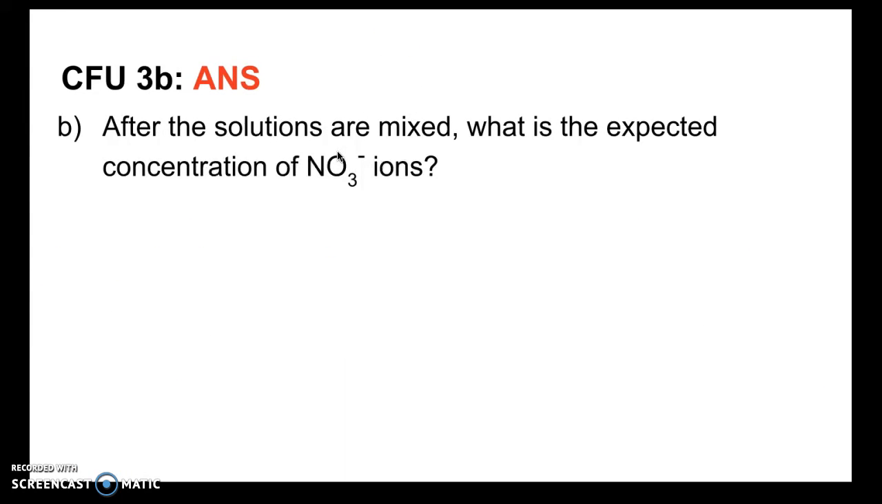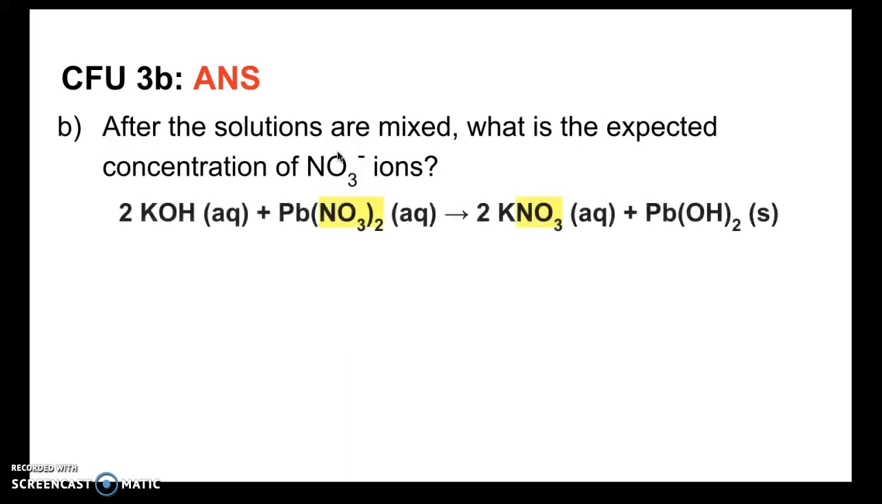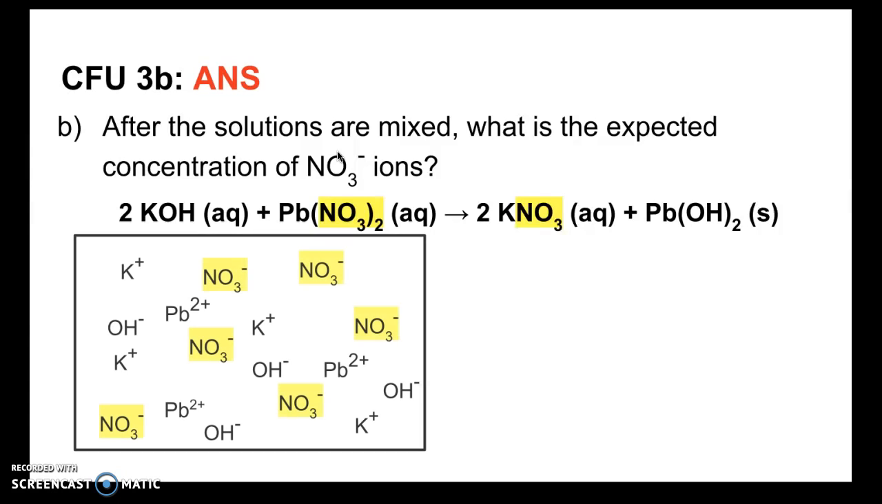Let's move on to CFU 3B. Here's the answer for that. After solution mix, what is the expected concentration of nitrate ions? So we first figure out that KOH is our limiting reactant. That means all of it is going to be used up. But not lead nitrate, that's our excess. That means that some of the lead nitrate is still going to remain.